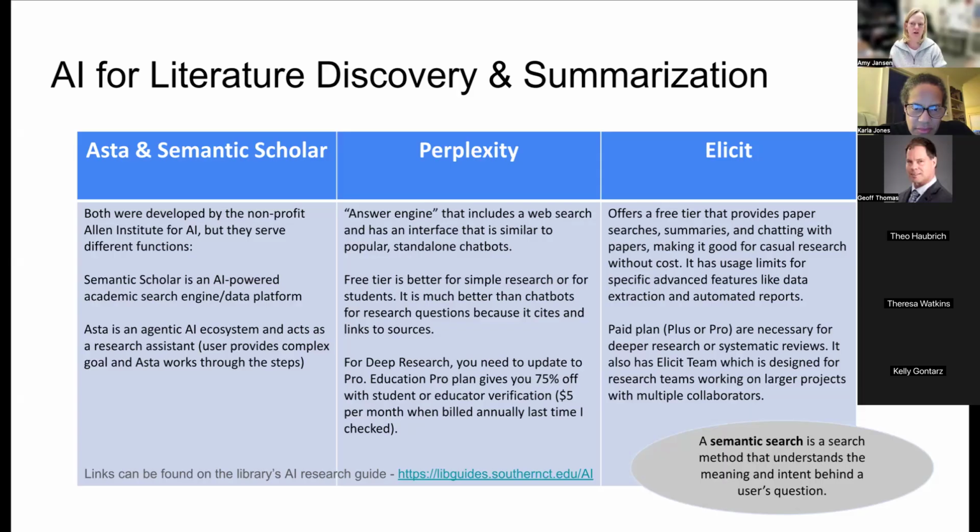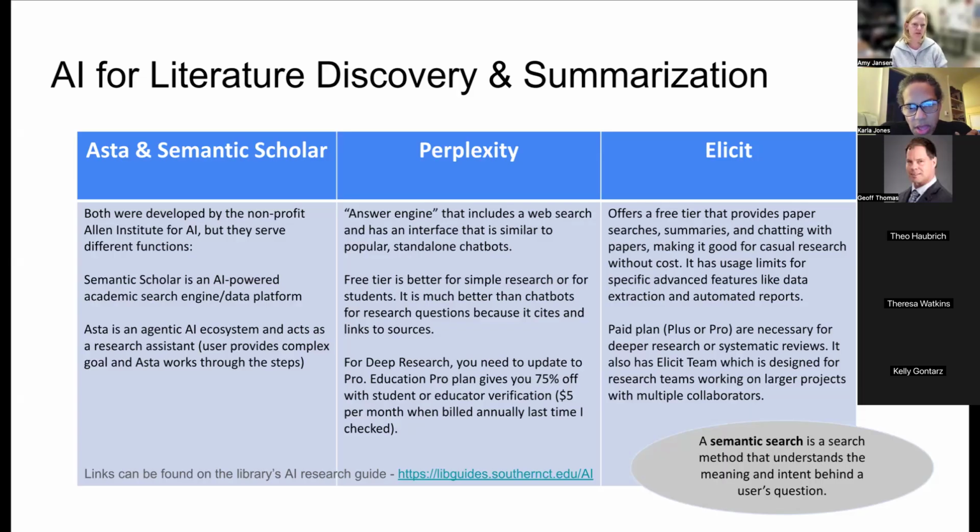ASTA and Semantic Scholar are a different situation. Those are free, but Perplexity and Elicit are, let's just say, more commercial chatbots or commercial research assistants that would like you to pay for a subscription.